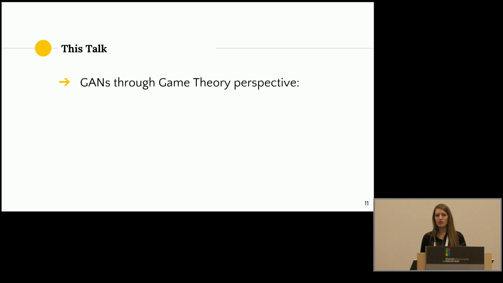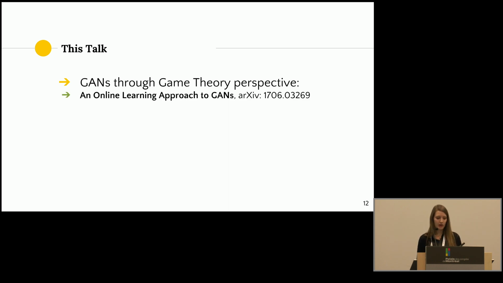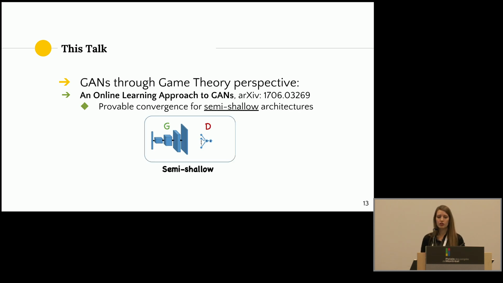So these 2 points would exactly be the focus of this talk. First, I will frame GANs as two-player zero-sum games, which lets us leverage both from game theory and online learning to approach these questions. In the first part of the talk, I will focus on the optimization part, and I will present an algorithm that is inspired by online learning, which has provable convergence properties for semi-shallow architectures.